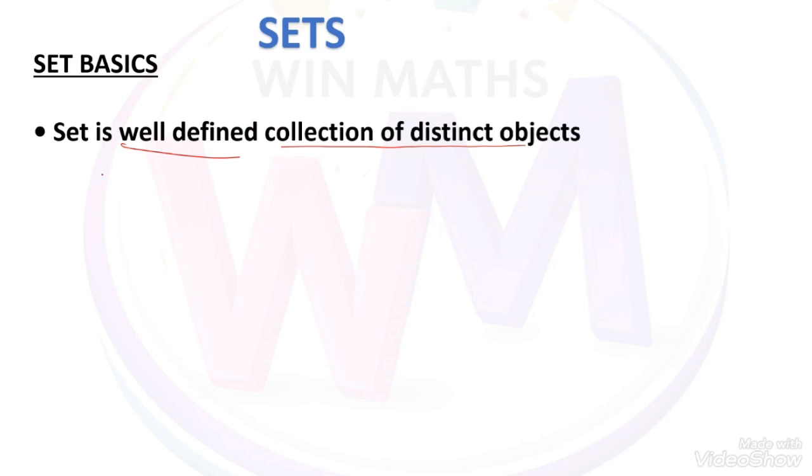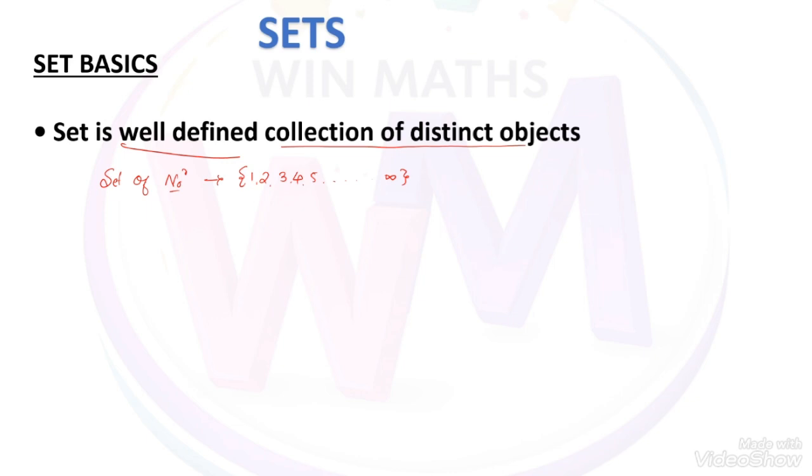For example, the set of natural numbers. While considering the set of natural numbers, it is well defined because the elements of the set are 1, 2, 3, 4, 5 and so on up to infinity. That is a well-defined collection of distinct objects. Similarly, the set of rational numbers, the set of irrational numbers. Not only the number system, it also contains some different examples.